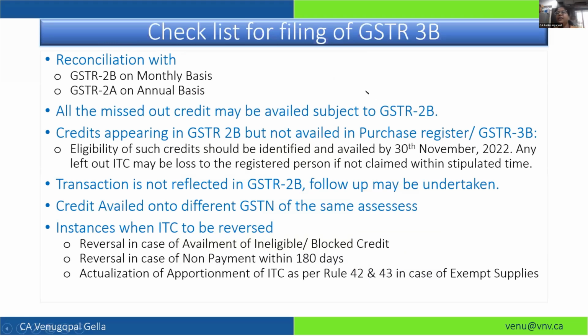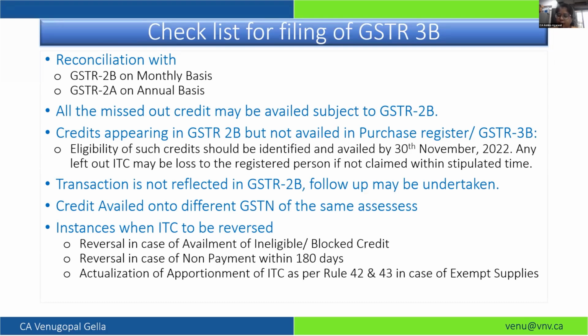Now, while filing 3B, what check you should make sure that we are discussing this only from the point of view of input tax credit, not other. Over here, table 4 is the only point of discussion. So while filing your 3B, in order to ensure that your ITC is properly reported, what you should do, as we discussed, is make sure you do a proper reconciliation of books with your GSTR 2B.